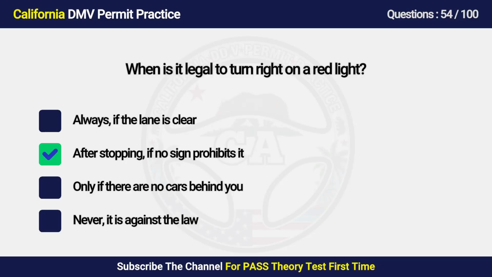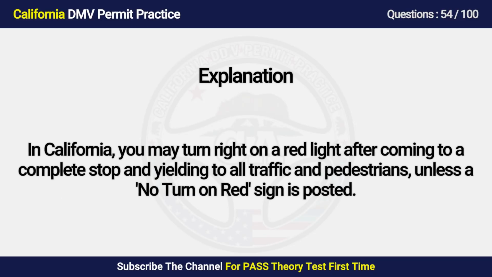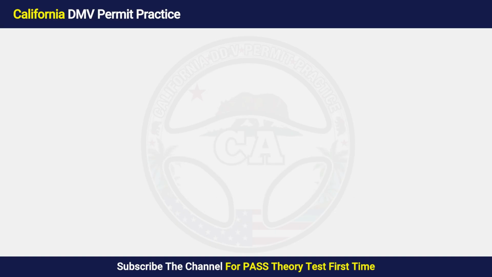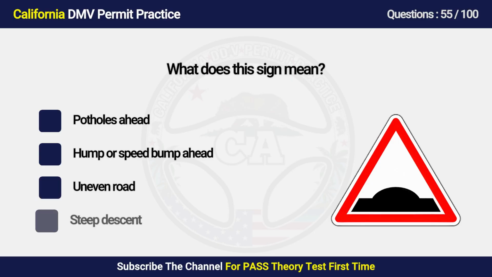Answer is B. After stopping if no sign prohibits it. In California, you may turn right on a red light after coming to a complete stop and yielding to all traffic and pedestrians, unless a no turn on red sign is posted. Question 55. What does this sign mean?